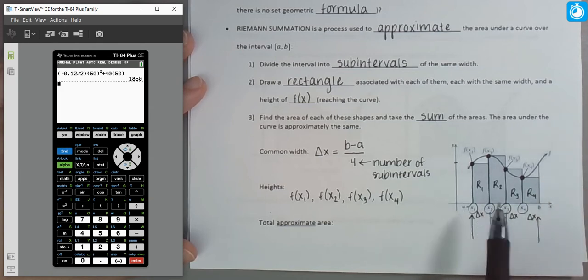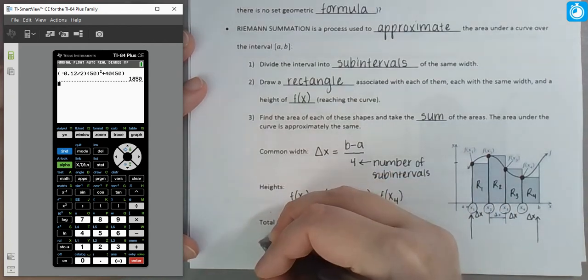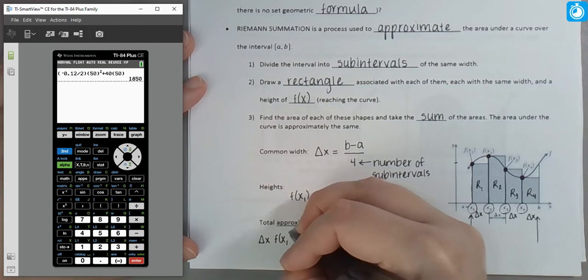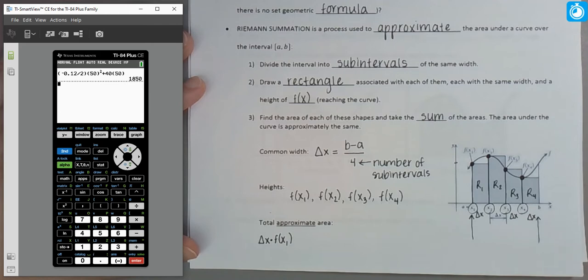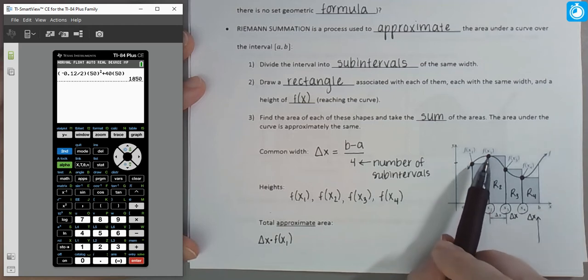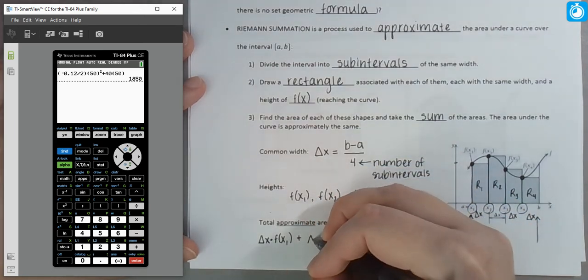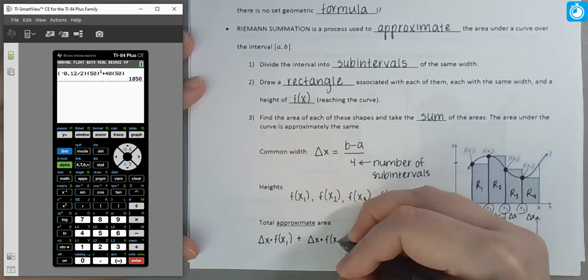So what about our first rectangle? Well, its width is delta x and its height is going to be f of x1. It's going to be the y value associated with our first x value. So it's going to be delta x times f of x1. That's going to be the area of our first rectangle. Rectangle 2. Okay, so our width, again, is still delta x. Now our height, to take us to this next point on the curve, is going to be f of x2. So plus the area of the next rectangle, delta x times f of x2.